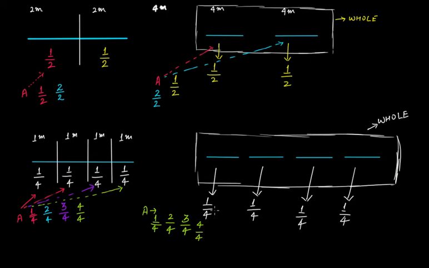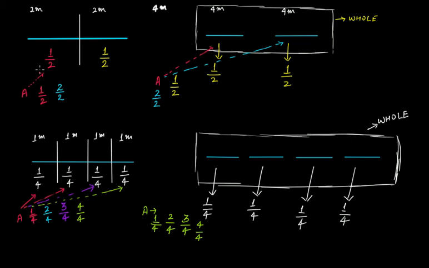Now in all these cases, in this and in this, one single rod was considered as a whole, while in this case we were having a collection of objects as a whole. Here we took 2 objects, that is 2 rods as a whole. In this case we took 4 rods as a whole and we considered them as a single unit, and we based our discussion on that, and we did fraction on that.